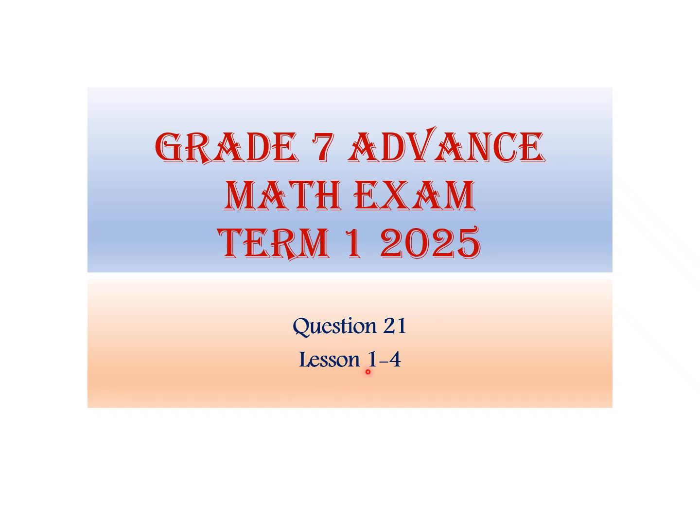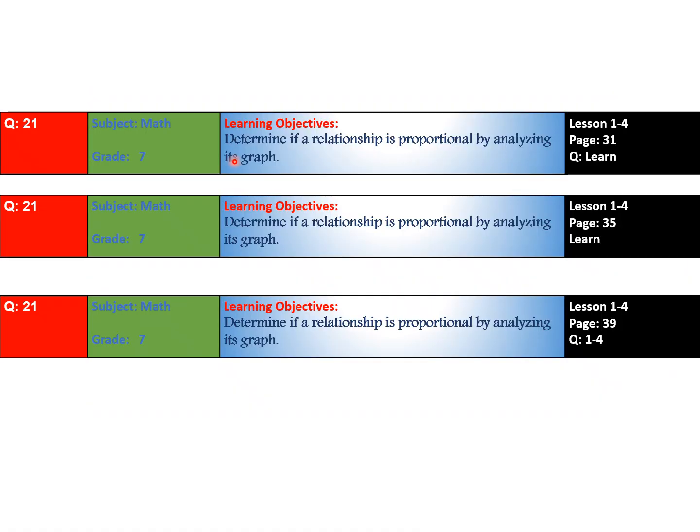In this lesson, we are going to revise lesson 1-4. Determine if a relationship is proportional by analyzing its graph. We will look at the graphs and we will see whether the graph is proportional or not.